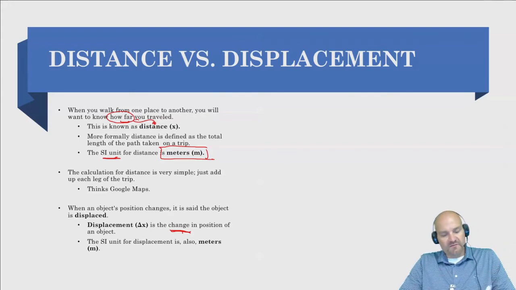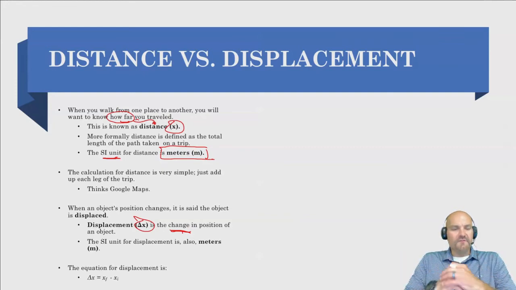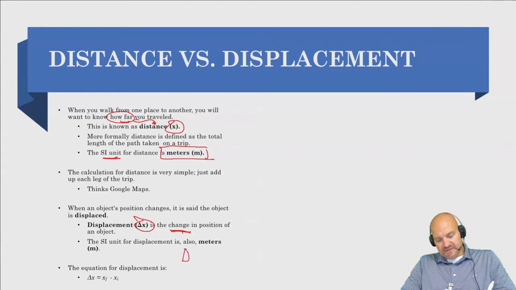If you look at the variables, they look very similar, right? X, delta X. But this delta is probably the most important way to distinguish them. Now, are you ready for your first physics formula? Here it is. Very uneventful because there's nothing really complicated. If I want to calculate the displacement of an object, I'm going to simply subtract the final position minus the initial position.